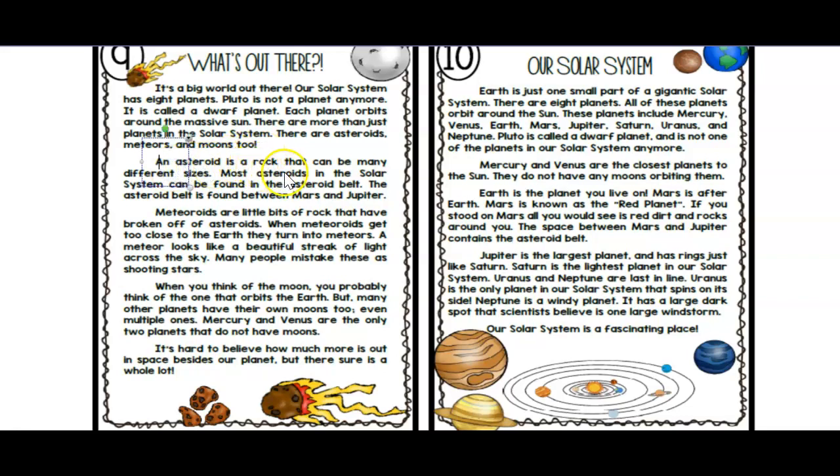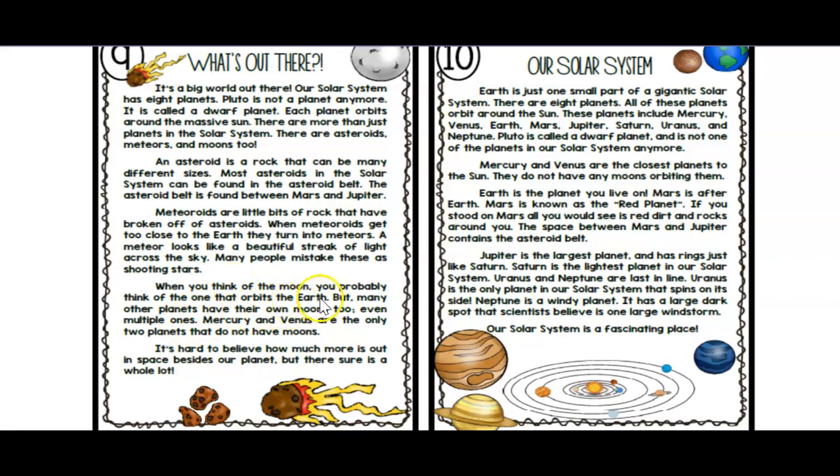An asteroid is a rock that can be many different sizes. Most asteroids in the solar system can be found in the asteroid belt. The asteroid belt is found between Mars and Jupiter. Meteoroids are little bits of rock that have broken off the asteroids. When meteoroids get too close to the Earth, they turn into meteors. A meteor looks like a beautiful streak of light across the sky. Many people mistake these as shooting stars.